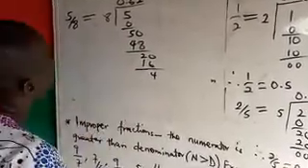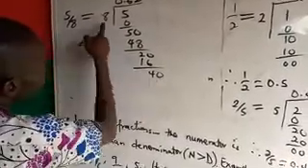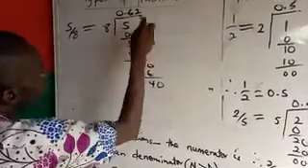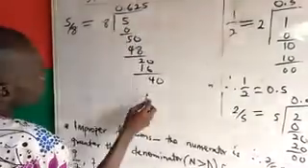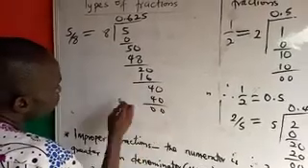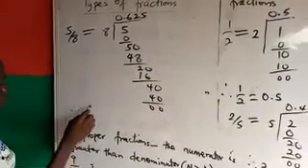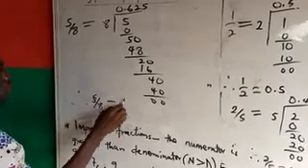8 people share 4. Now you cannot. I put 0 so that you can share. 8 people share 40. Now we are going to be having 5. 5 times 8 is 40. Therefore, we have 0, 0. Now we have converted 5 over 8 to a decimal fraction.